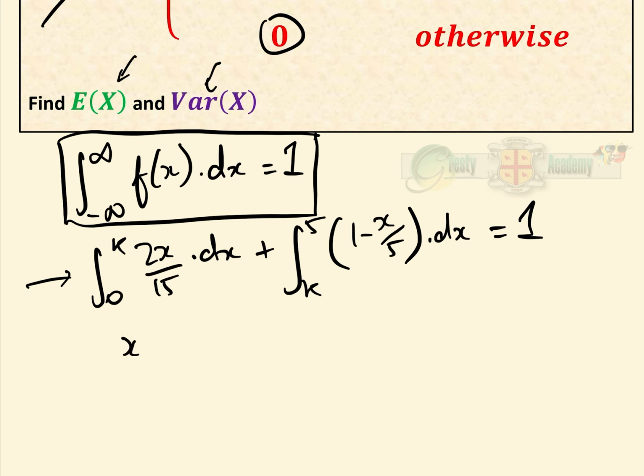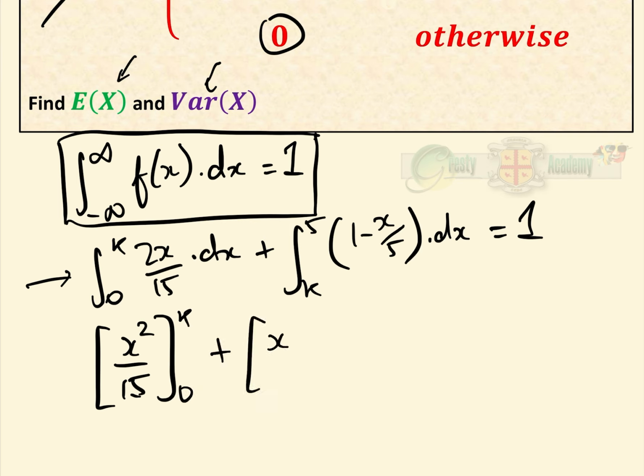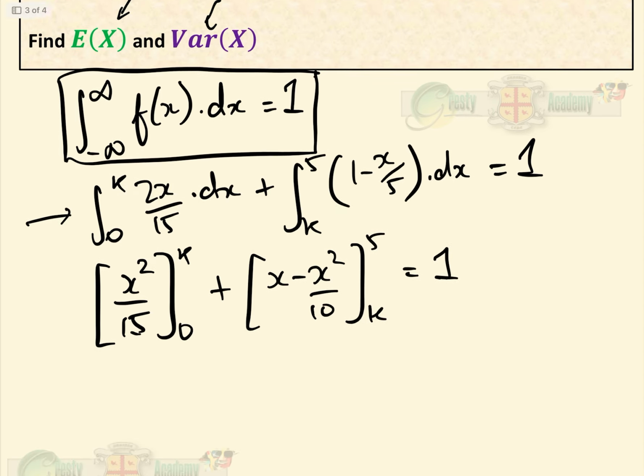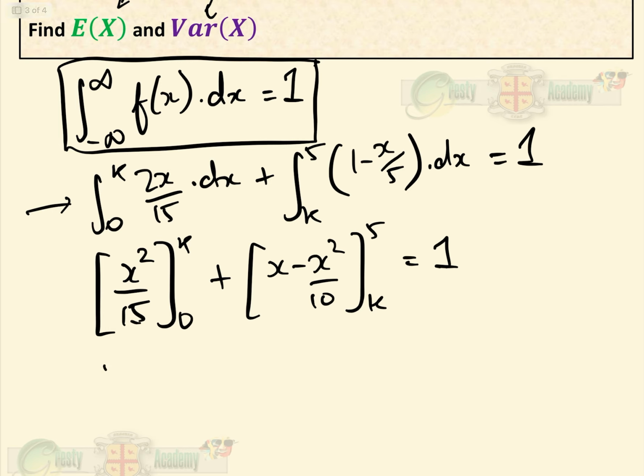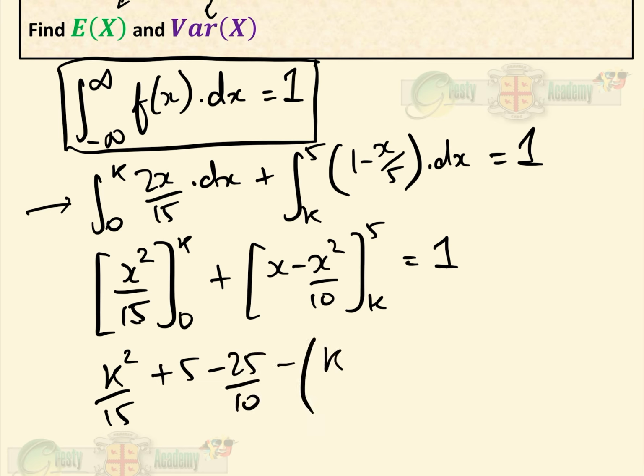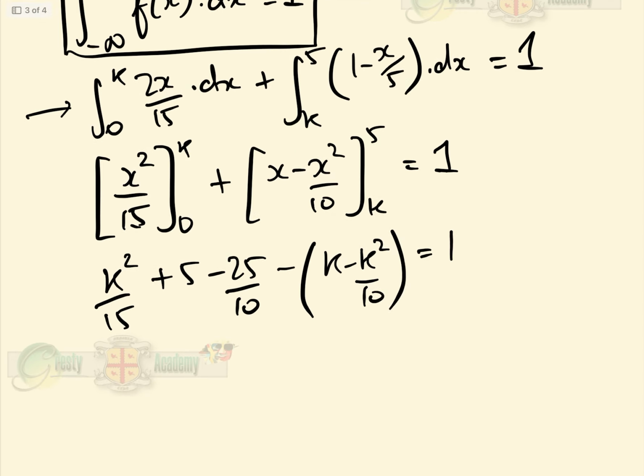So that basically equals x squared over 15 between k and 0, add x minus x squared over 10 between k and 5 equals 1. Okay, so that gives us k squared over 15, add 5 minus 25 over 10 minus k squared over 10 equals 1. Let's multiply the whole lot by 30, make it a little bit easier.